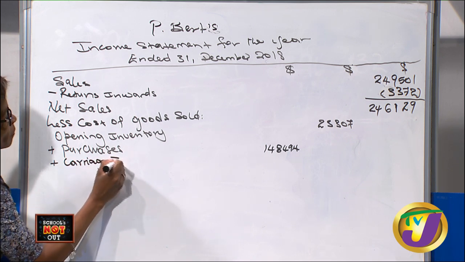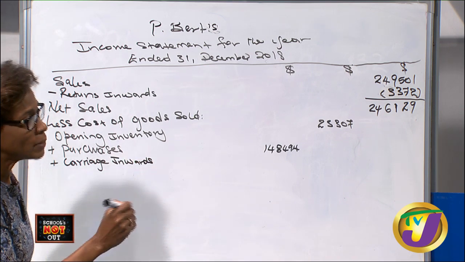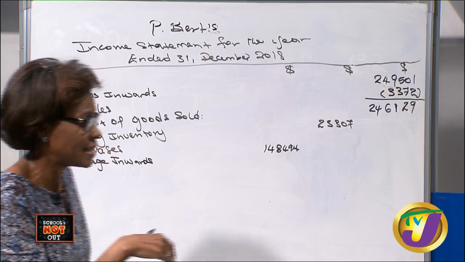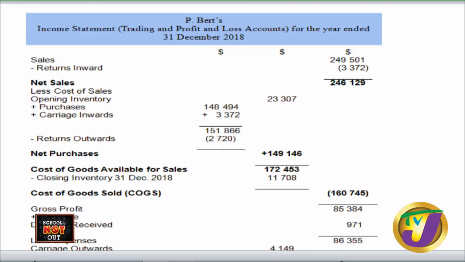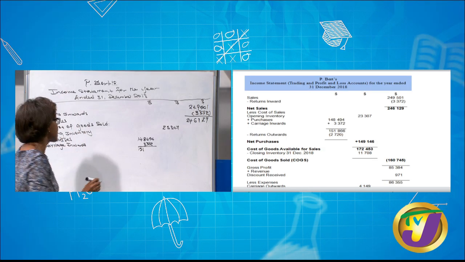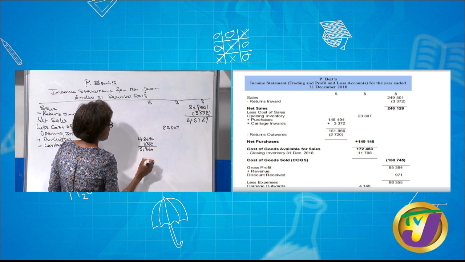So we're going to add carriage inwards. The rule is we add before we minus, and in this case it is 3,372. And so that is going to give us a total of 151,866.